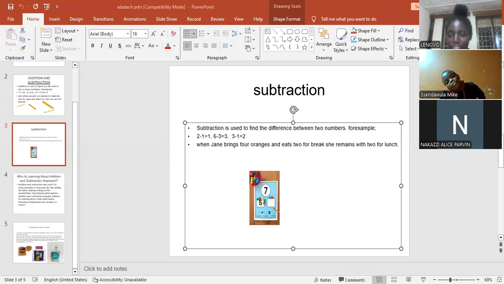Can you give me an example of addition? An example of addition. 2 plus 3, that is a 5. Yes. All right.